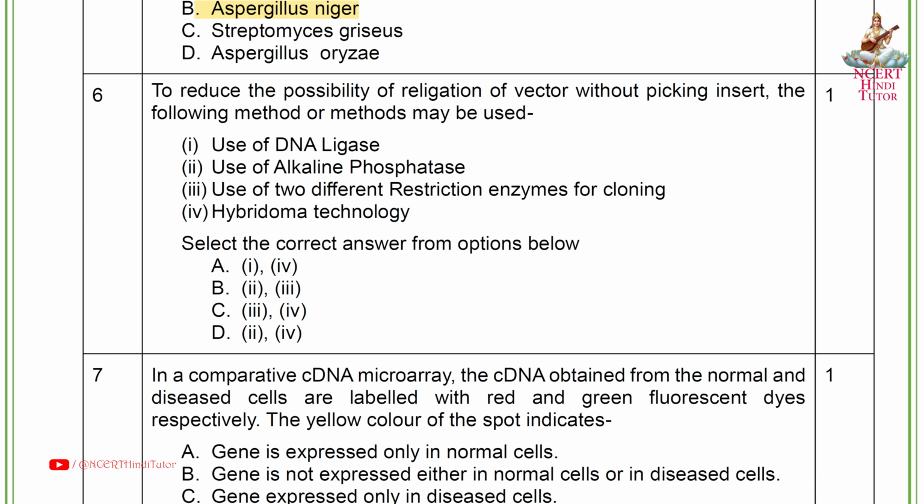Aspergillus niger. Question 6. To reduce the possibility of religation of vector without picking insert, the following method or methods may be used. Answer D. Second and fourth. Second is use of alkaline phosphatase and fourth is hybridoma technology.